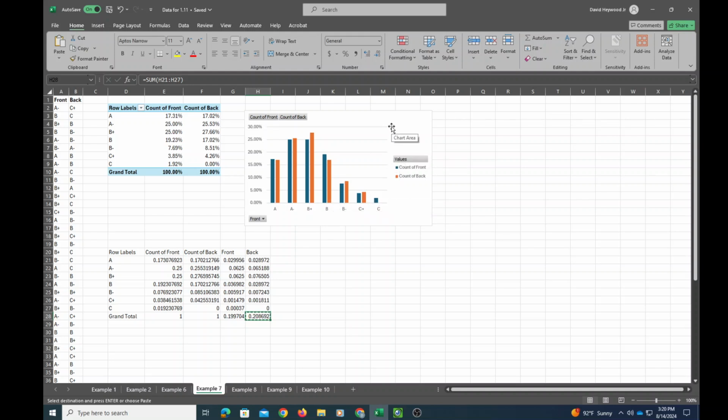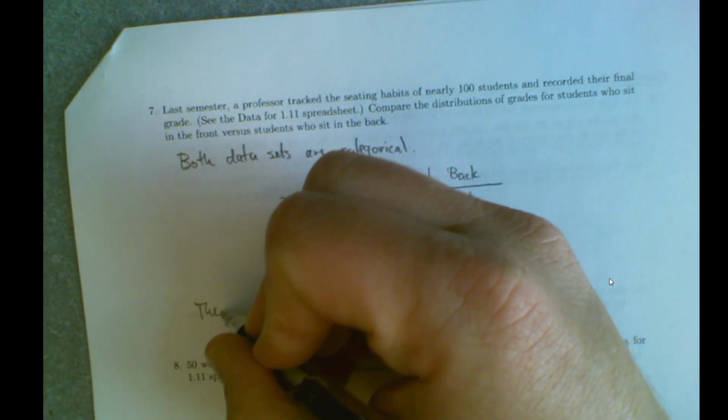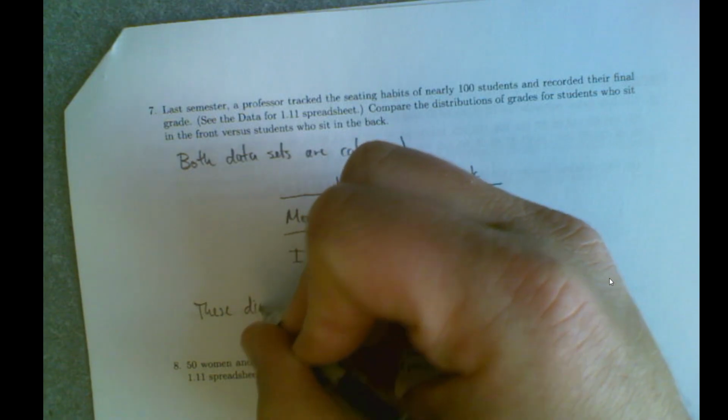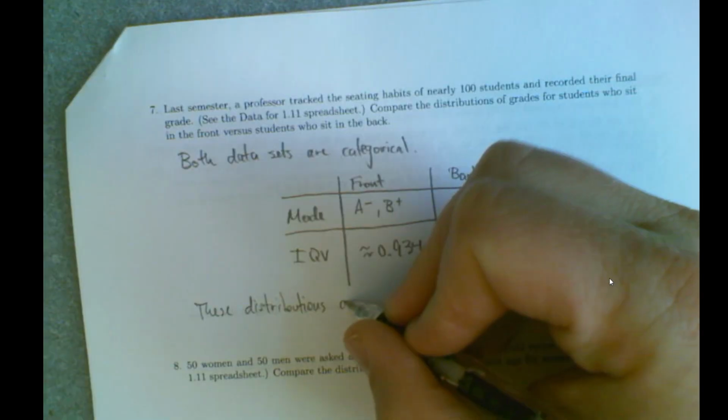So maybe you could kind of argue that it's good to sit in the front of the class, but I don't think there's really good evidence to say that. I think that in this case, these distributions are pretty much the same. Anyway, that may be worth writing down. We can say these distributions are very similar.